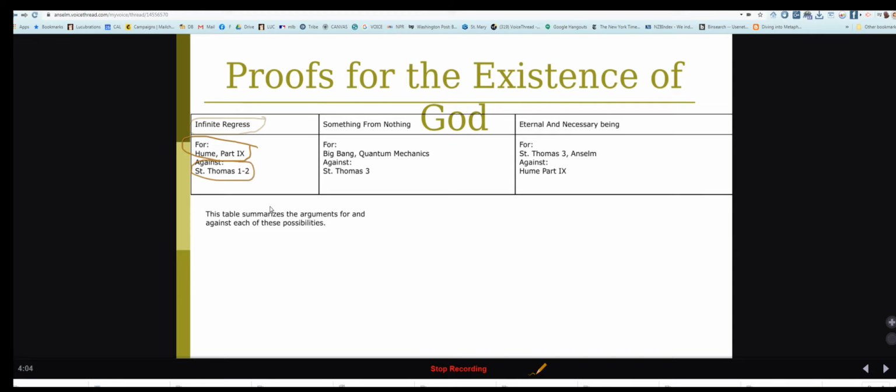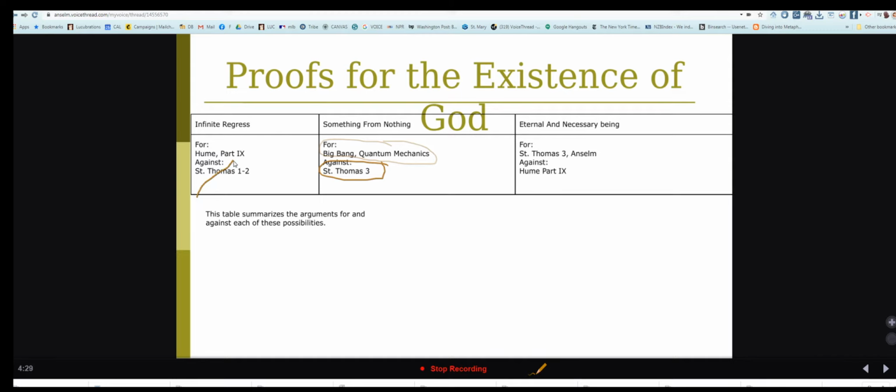Another possibility, if the universe doesn't go on forever, it started somewhere. It started from some first event before which there was nothing. We'll call that the something from nothing possibility. The argument for that is going to be the Big Bang theory in physics and quantum mechanics, a branch of physics, which has been used to support that idea. And St. Thomas will argue against that possibility.